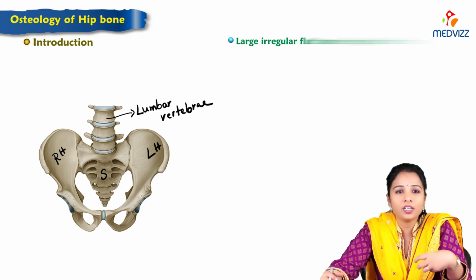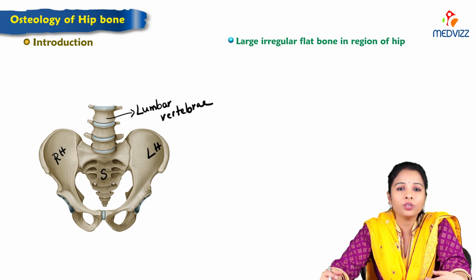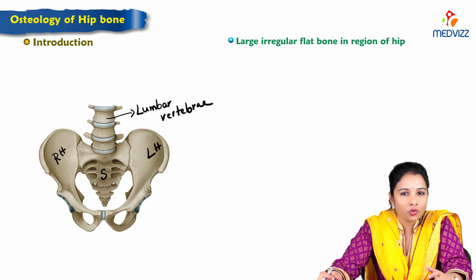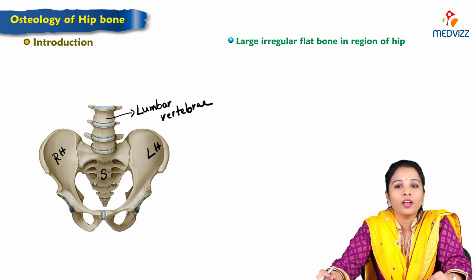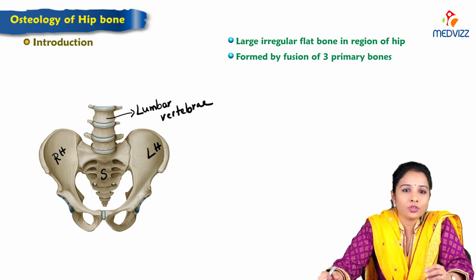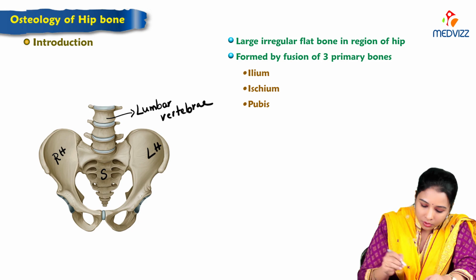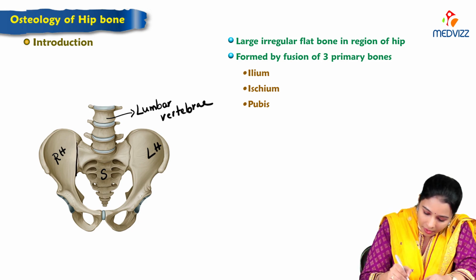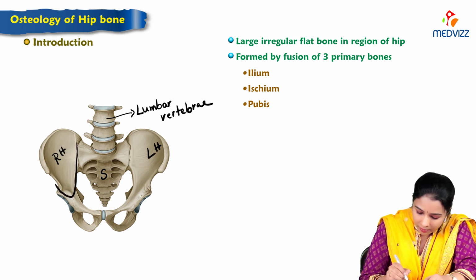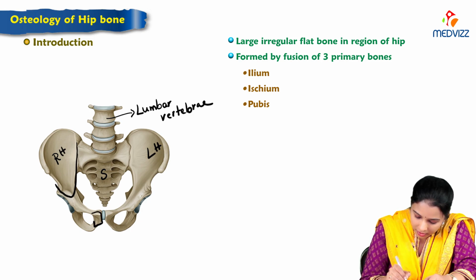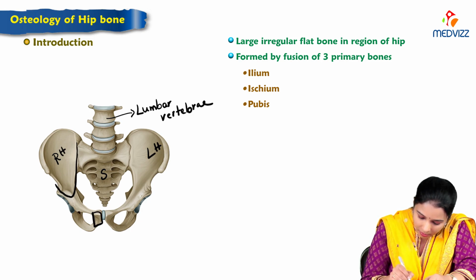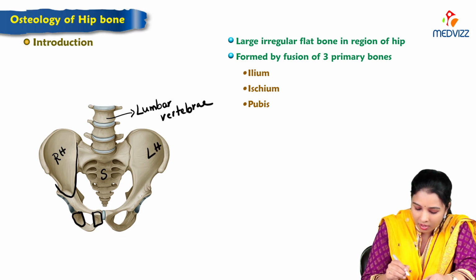So the hip bone is a large irregular flat bone, and it is in the region of the hip, so it is called hip bone, and it is formed by the fusion of three primary bones. The three bones are ilium, ischium, pubis. So the upper flat part is the ilium, this part is the pubis, and this part which is well appreciated on the posterior aspect is the ischium.